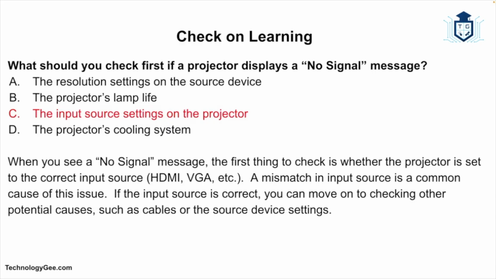And the correct answer is you're going to check the input source settings on the projector. So when you see a no signal message, the first thing to check is whether the projector is set to the correct input source like HDMI or VGA, because a mismatch in input source is a common cause of this issue. If the input source is correct, then you can move on to checking other potential causes such as cables or the source device settings.